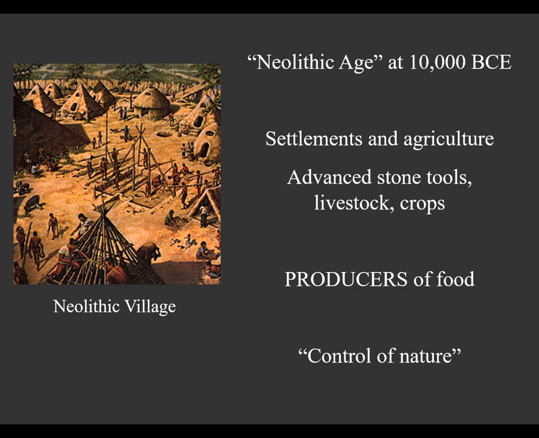We call it the Neolithic Age because they start using more advanced stone tools. That's what Neo basically means, the new tool age. And again, with livestock and crops, that kind of creates the big change in the society. So historians talk about these Neolithic groups starting to try to control nature and the natural environment around them for their own long-term benefit.